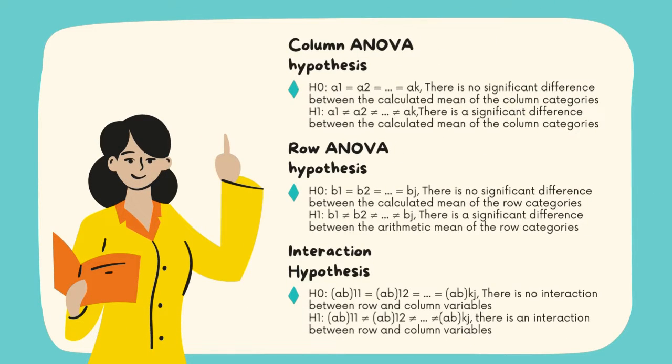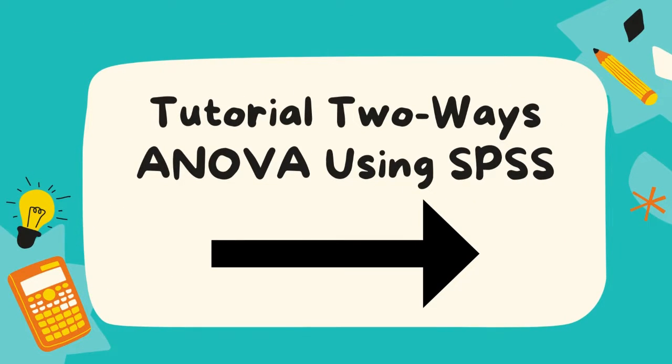You guys can see here, there is the column ANOVA hypothesis, row ANOVA hypothesis, and interaction hypothesis. So we move to the tutorial of two-way ANOVA using SPSS.